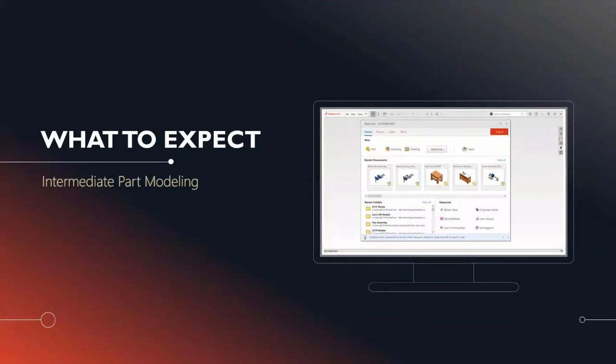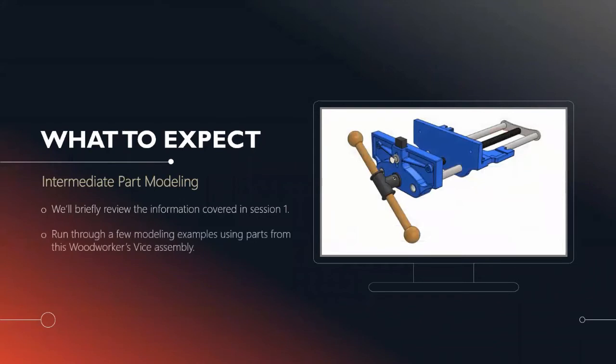What to expect for this session. Basically, we're going to briefly review the information we covered in session one. It's only going to be about 2 minutes of review, so hopefully you were able to join that. If you're already a little familiar with SOLIDWORKS, it's probably nothing new to you. Then we're going to run through some more modeling examples using parts from this woodworker's vise assembly.